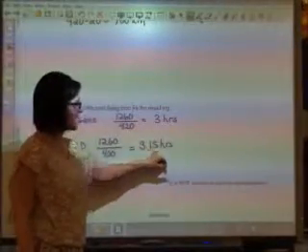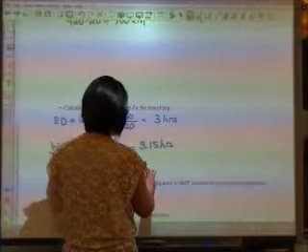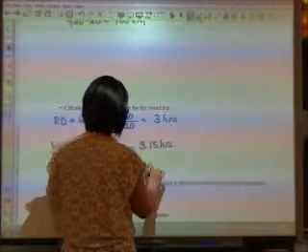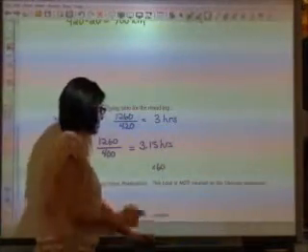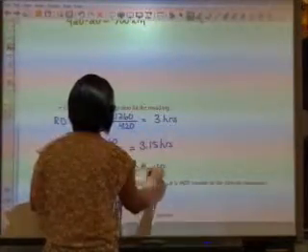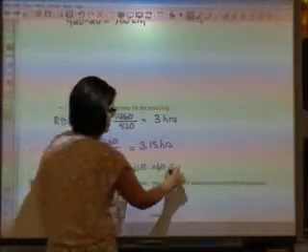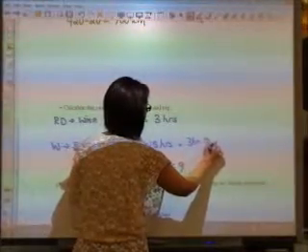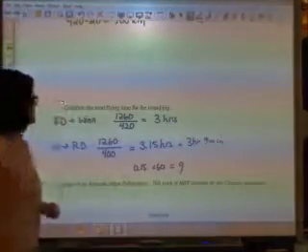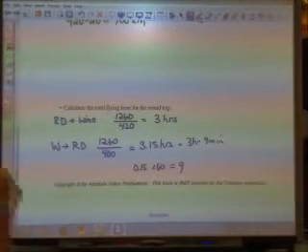And if I change this 0.15 into minutes, I would go 0.15 times 60. And what is 0.15 times 60? So I get 3 hours and 9 minutes. So the total flying time would be 6 hours and 9 minutes for the trip.